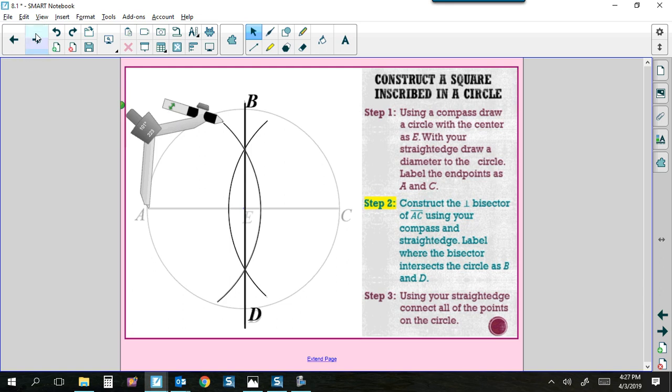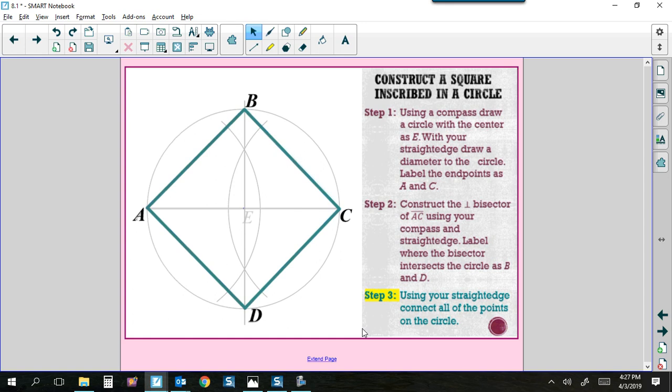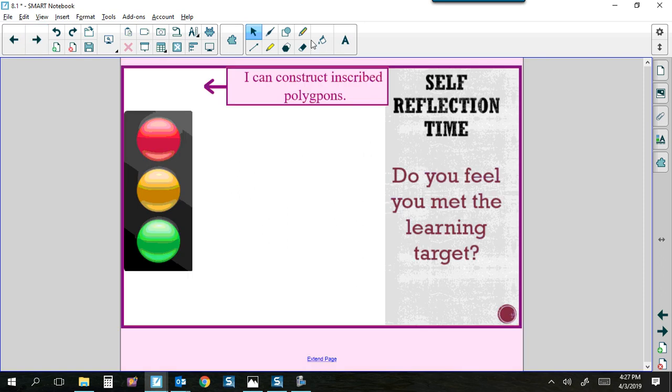And then last step, as was the same with all of these, is just look at the circle and look for points. Well, we're drawing a square, so we need 4 points. We have A, B, C, and D. So with your straight edge, you're going to go ahead and connect A to B to C to D and back to A. And that is the end. You're going to try it now. So pause the video if you need to, or listen to us talk. I don't know.